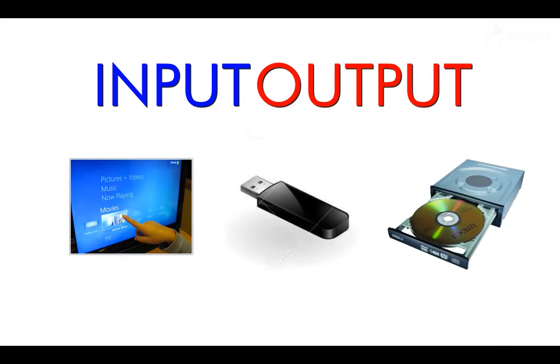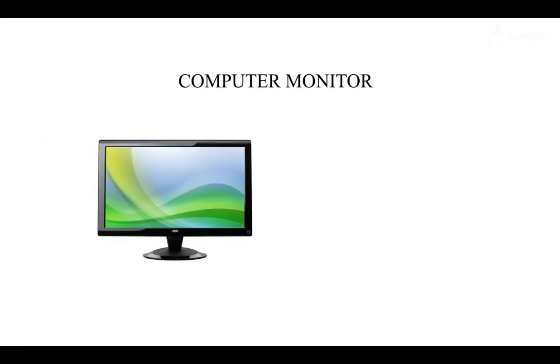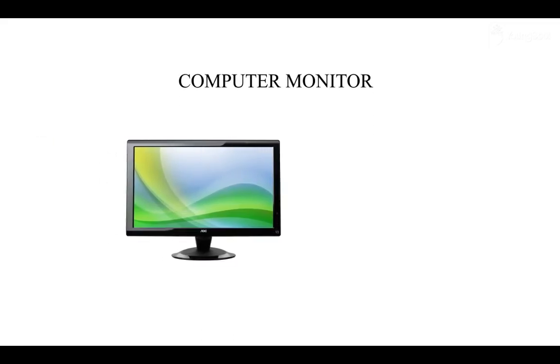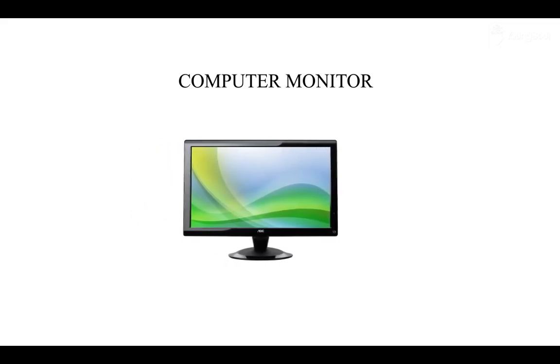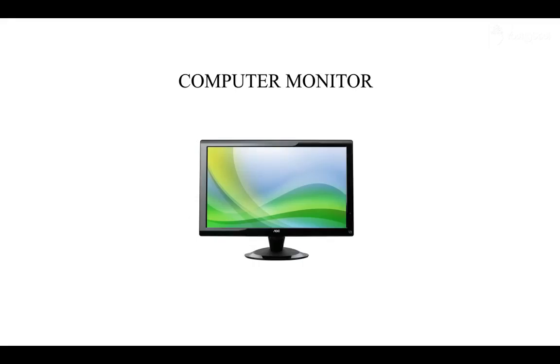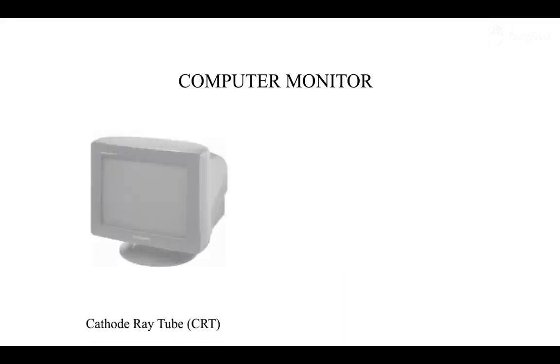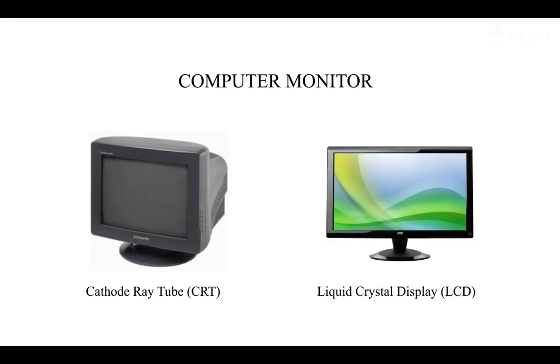In this section, we will talk a little bit more about computer monitor and keyboard. The computer monitor is the screen on which we can view all the information from the central processing unit of the computer system. It is also called the display device. Computer monitors come in various sizes and shapes. We have the cathode ray tube, liquid crystal display, and so on.